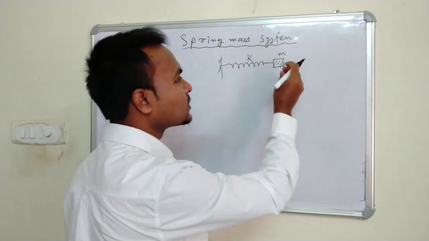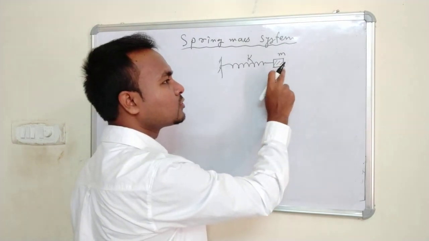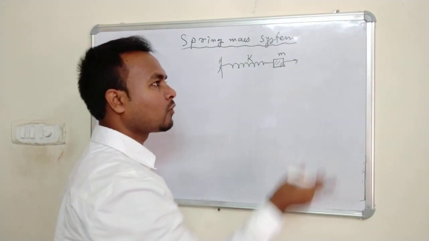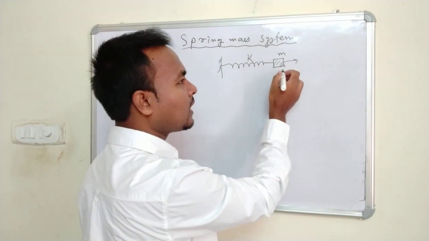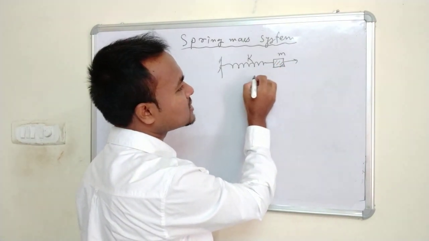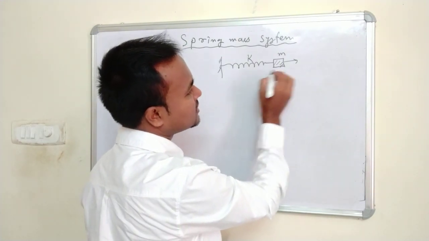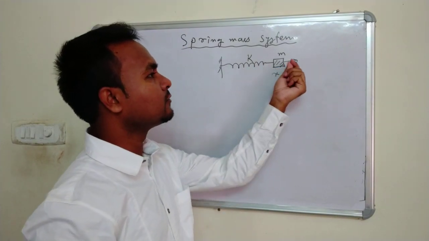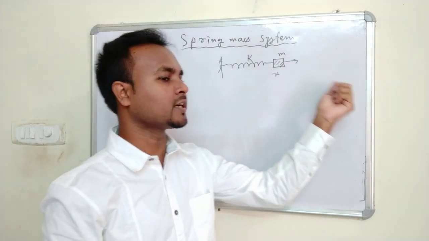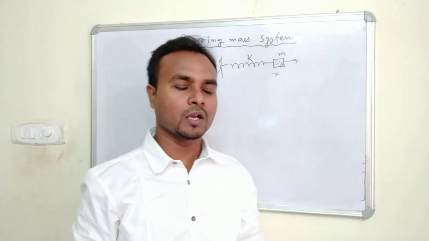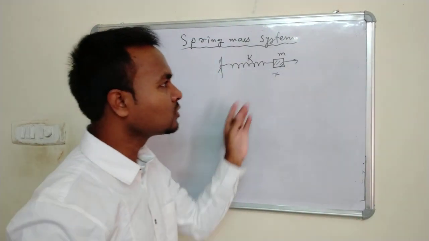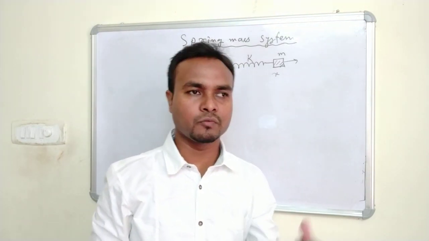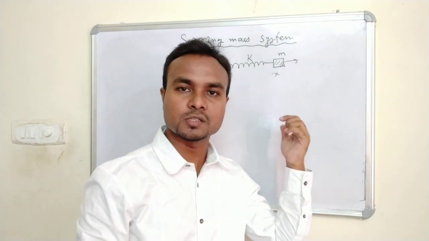If I apply an external force F on this mass, then for the application of that force the displacement of this spring is x. Then, if I remove the external force, oscillation will be there. What will be the frequency of oscillation, and what will be the equation of motion for this system?